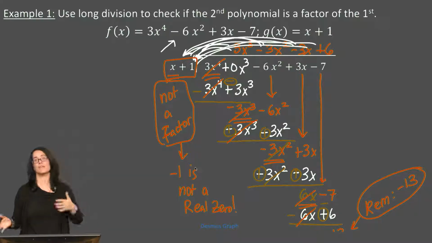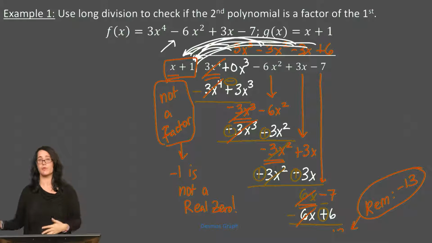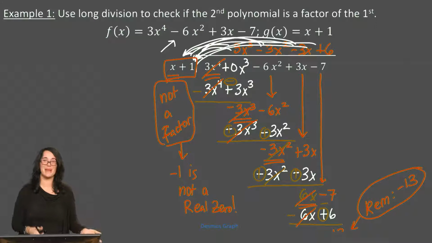So in the process of looking for x-intercepts, which we'll be doing much more in future lessons, one of the ways we do that is using division, long division, to see whether or not we have a factor. And then if we know we do or we don't, then we also know whether we do or we do not have a real 0.